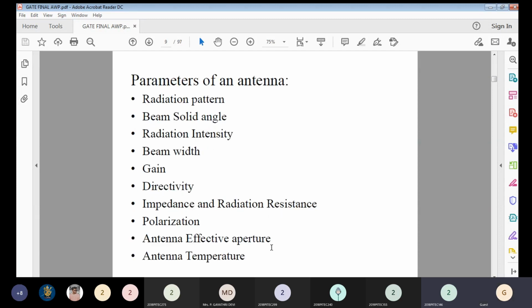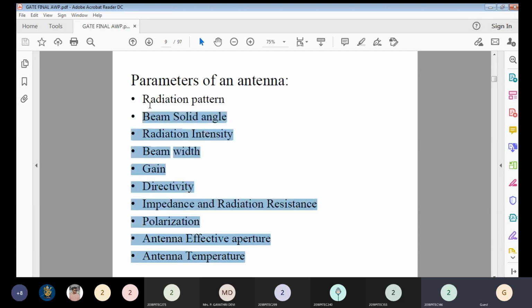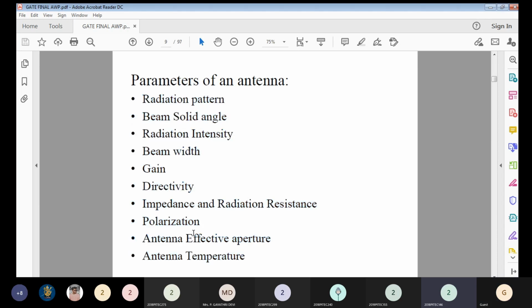And I told you we have discussed the major important points of your antenna parameters. Okay: radiation pattern, beam solid angle, radiation intensity, beam width, gain, directivity, impedance, and radiation resistance. Polarization, yeah, I forgot to talk about polarization. I'll take it next class, and effective aperture also. These three topics I couldn't take you through. I'll take them by next class. Okay. Till that we have covered.